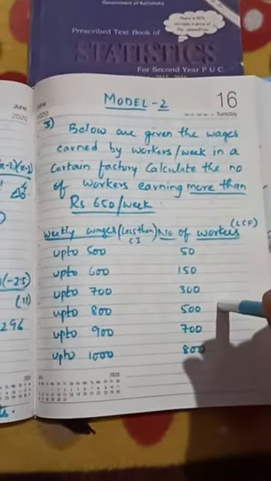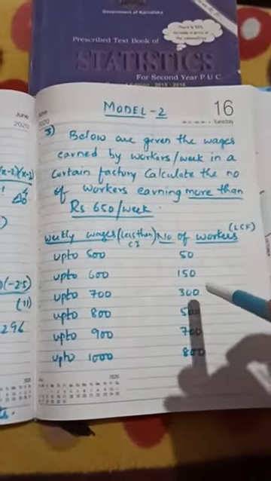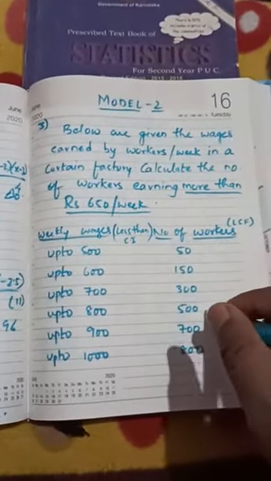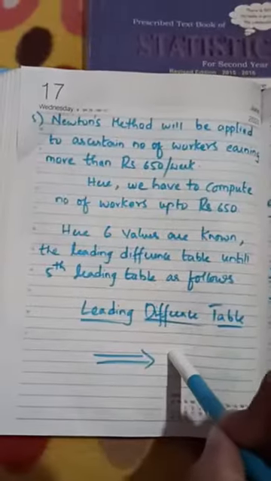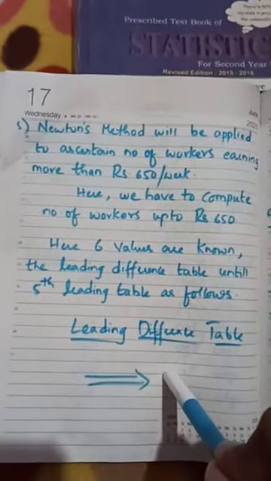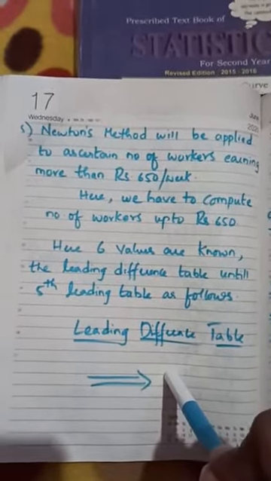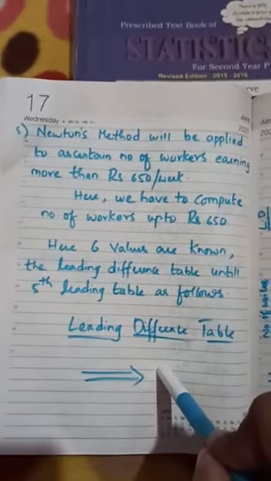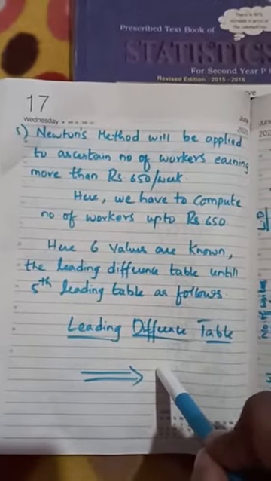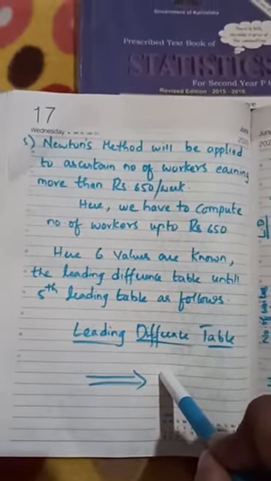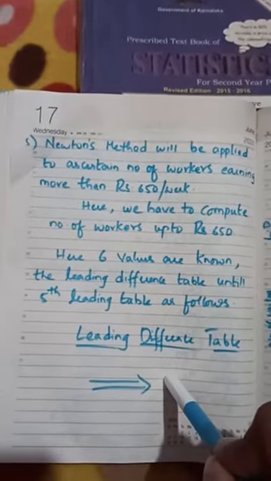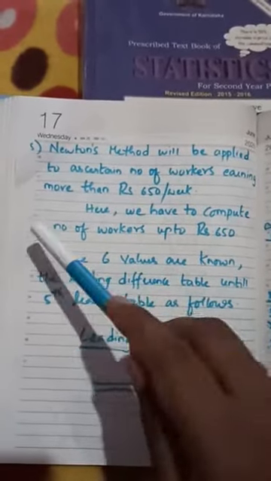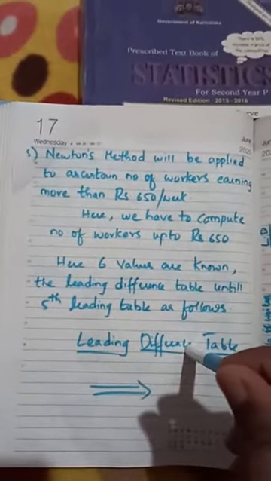Now what next? We have to prepare the leading forward difference table by using this data. So let us see that table now. Generally, Newton's method will be applied to ascertain the number of workers earning more than rupees 650 per week. We have to certainly calculate more than rupees 650, but the data is given as less than 500, less than 600, this way. Here we have to compute the number of workers up to 650. First and foremost, the question is asked about more than 650, isn't it?